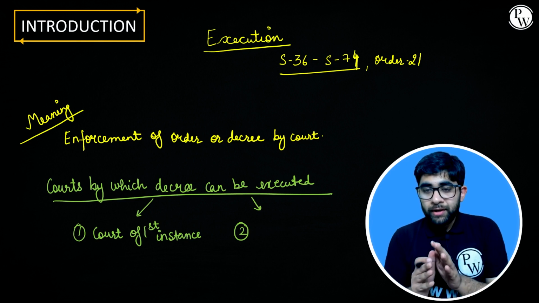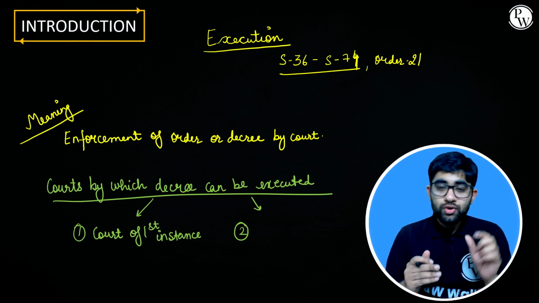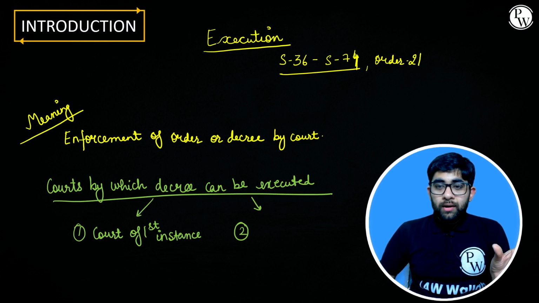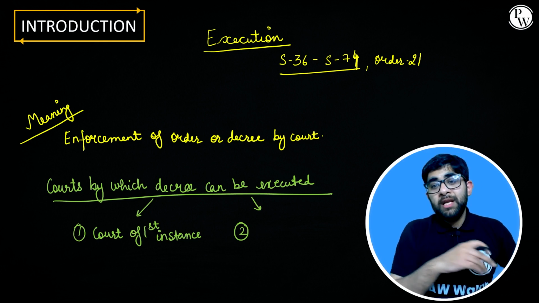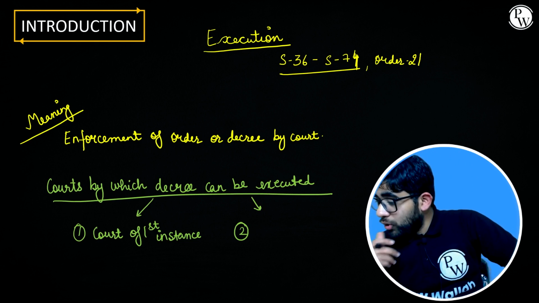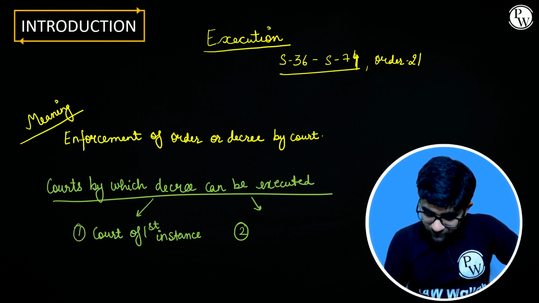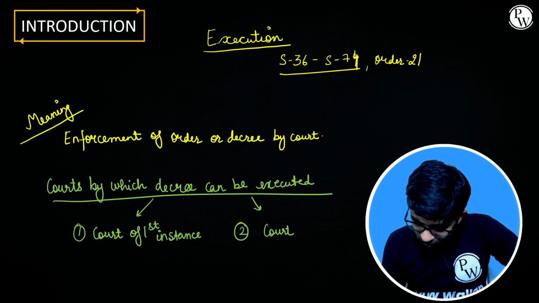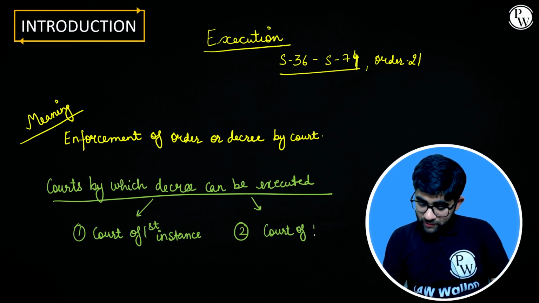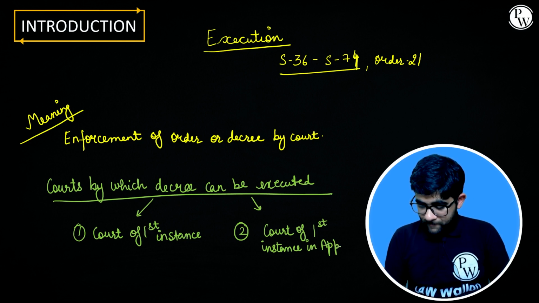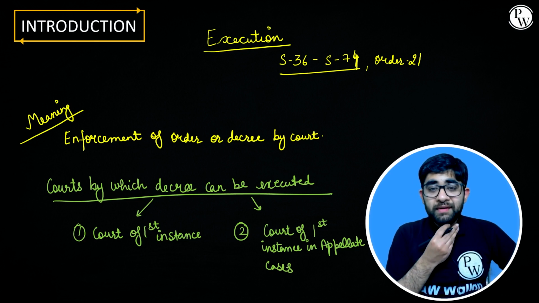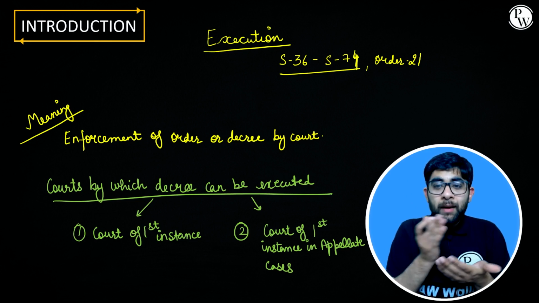If the trial court has passed an order and the appellate court has modified it, right? So the execution will be done by the trial court at first instance, if it has changed in appeal. For example, if something different has come in appeal, then it will be the court of first instance in appellate cases.